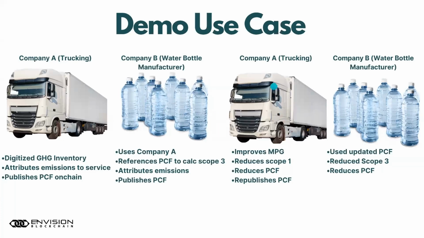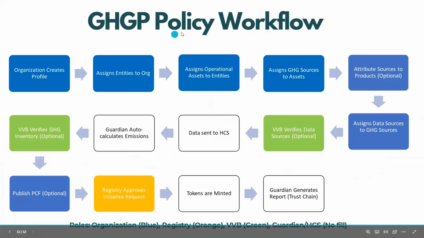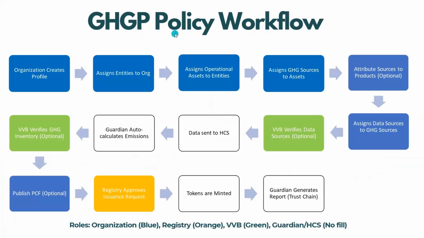Then Company A is going to improve their miles per gallon. They're going to add a new vehicle that's very fuel efficient. That's going to reduce their Scope 1. It's also going to reduce their product carbon footprint. And then they're going to republish that product carbon footprint. Then we're going to have the water bottle manufacturer use the updated product carbon footprint. It's going to reduce their Scope 3 emissions, and it's going to make their PCF for their water bottles more efficient. So this is the workflow of the GHG policy.